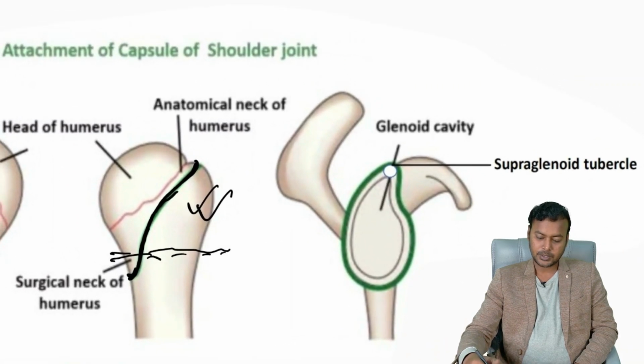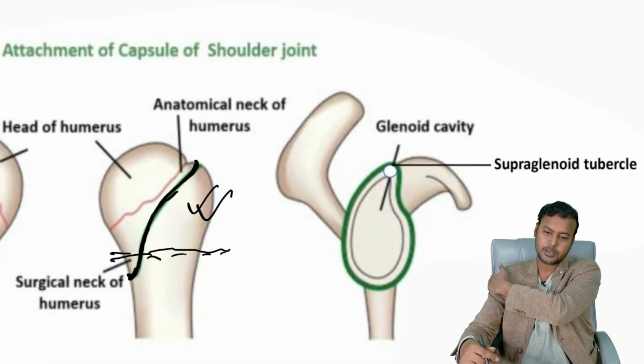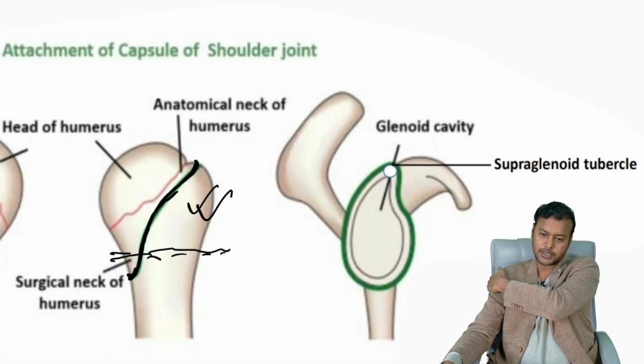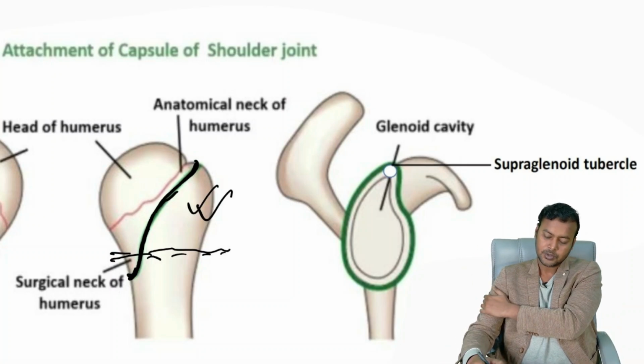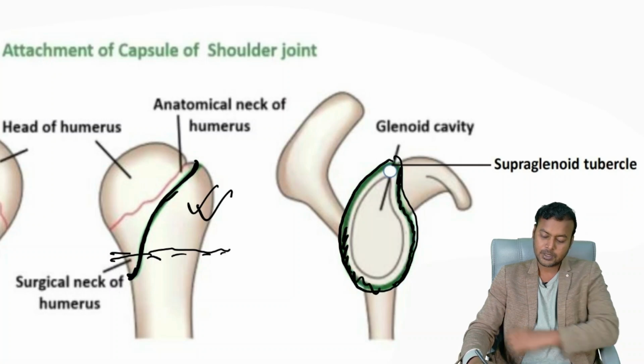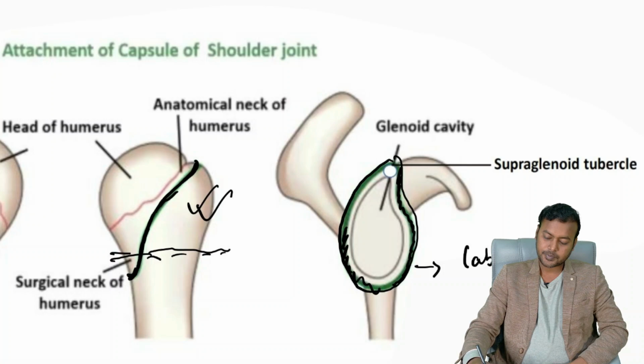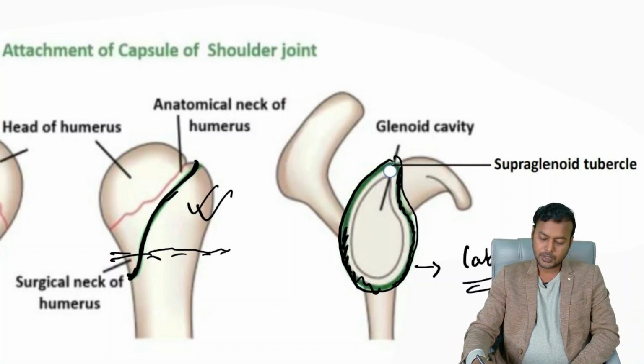Okay. So in this image, you are looking at the shoulder joint from the lateral aspect. The humerus has been removed. So what you are seeing in this image is the glenoid cavity. This green colored lining is the fibrocartilaginous rim of the glenoid labrum. So here you have the supraglenoid tubercle.